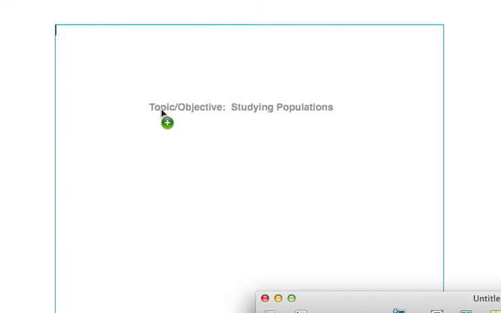Hello students. Today we're doing a set of notes on studying populations. You should have your Cornell notes in front of you, and in your topic/objective you're going to write studying populations.